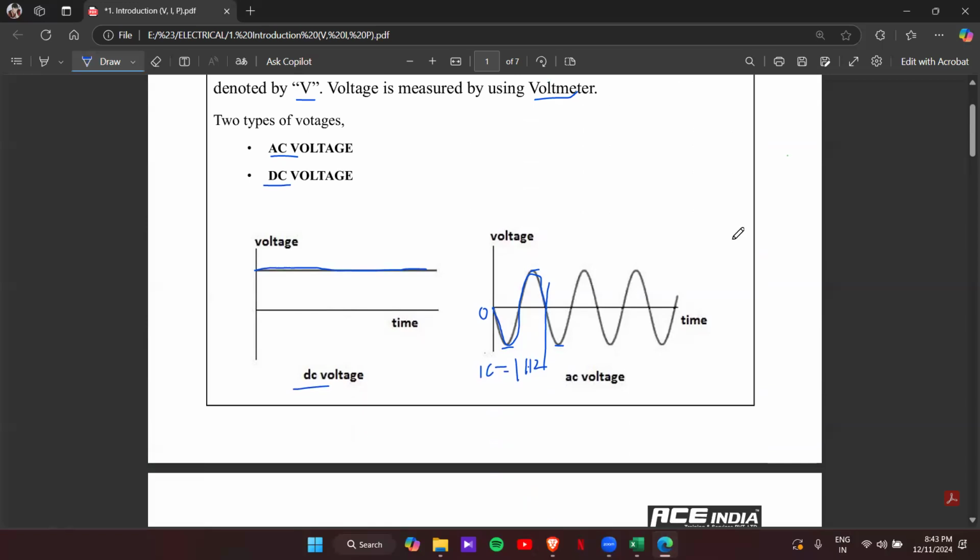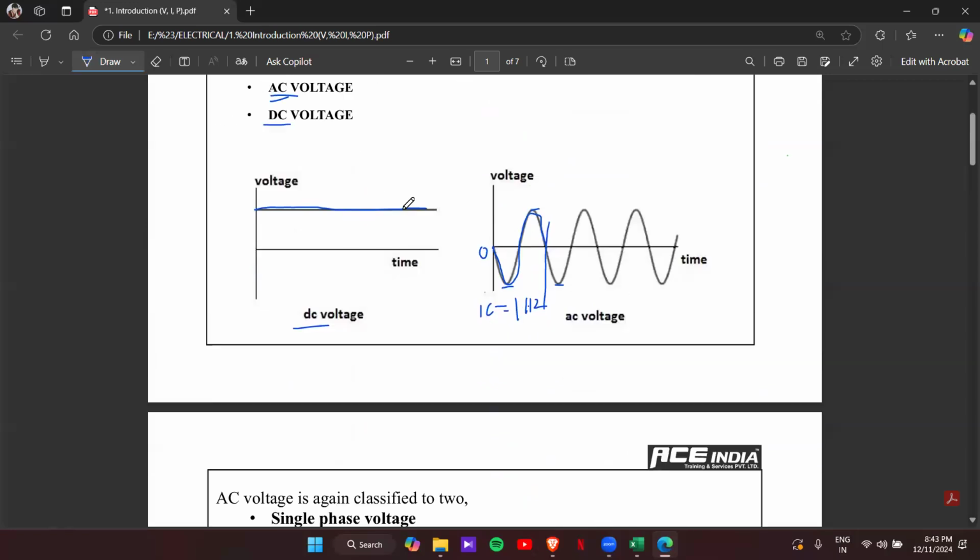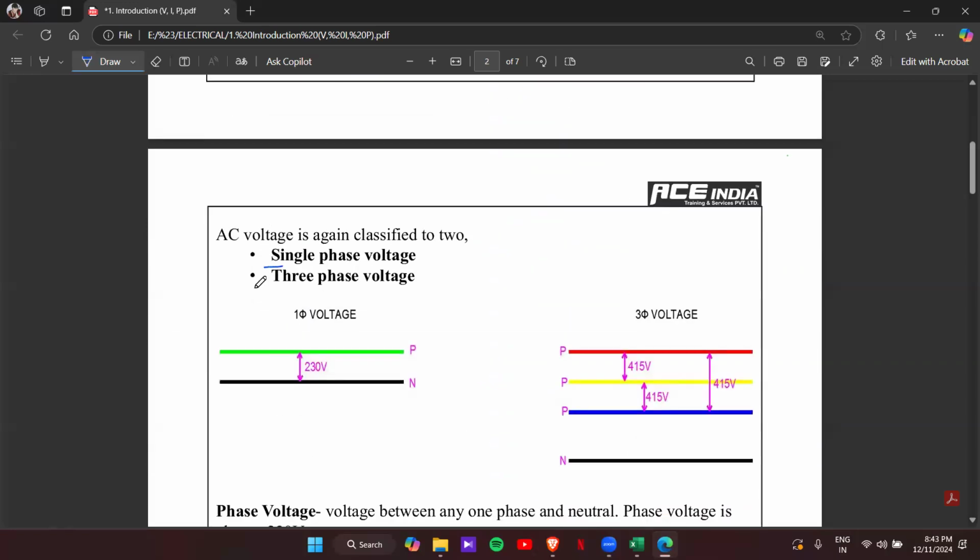Okay. Now again, we have discussed these two. Then again, AC have what? One more sub classification, that is single phase and three phase. And how to identify if your house is having a single phase connection or three phase connection, or where to get or when to get the single phase and three phase connection.